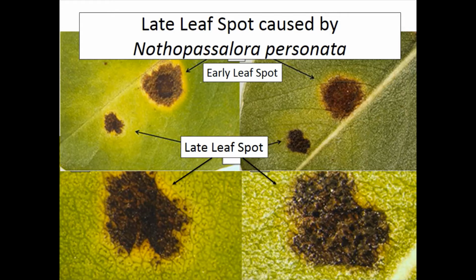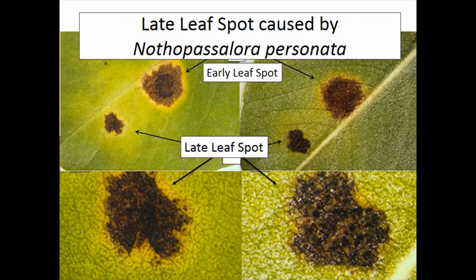It's shown at the top of the screen, and one of the differences is that secondary sporulation of the early leaf spot fungus occurs on the upper surface of the lesion. Both of these pathogens cause disease that leads to premature defoliation, which, if it's severe enough, can lead to yield loss.